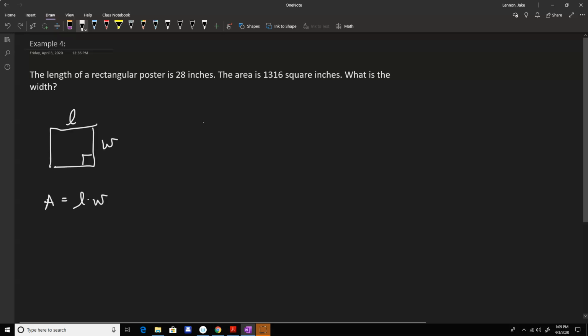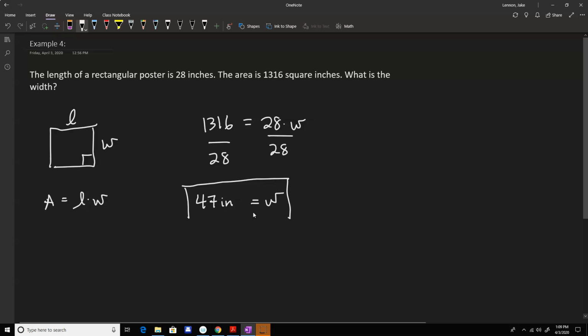So we just fill in. The area is 1316, and then the length is 28. So we get 28 times W. If we divide both sides by 28, we have the width. And this problem is in inches. So remember that our unit should be inches here. If you divide by 28, you get 47. So the width of this rectangle is 47 inches. And that is our answer for this example.